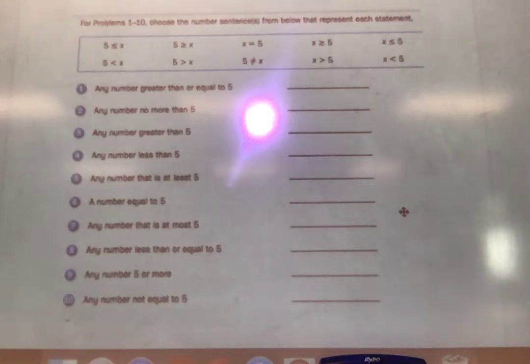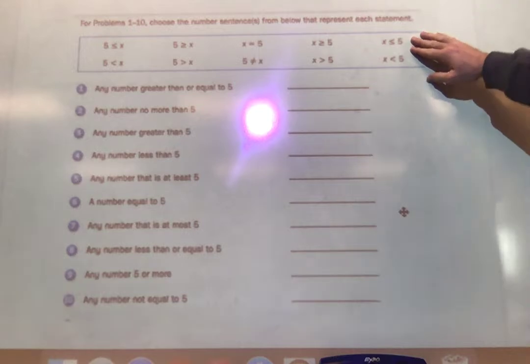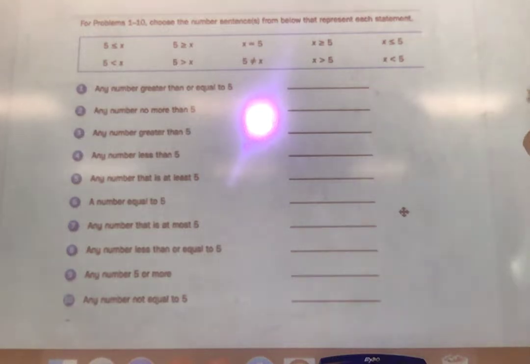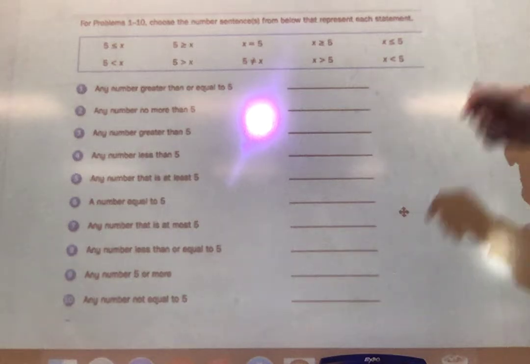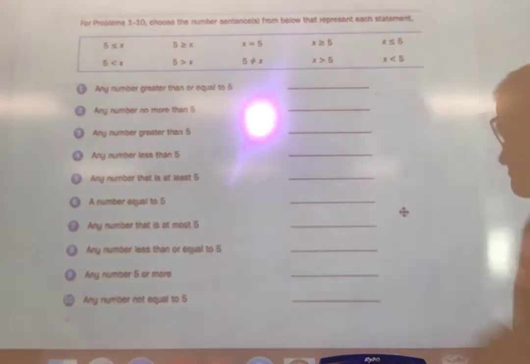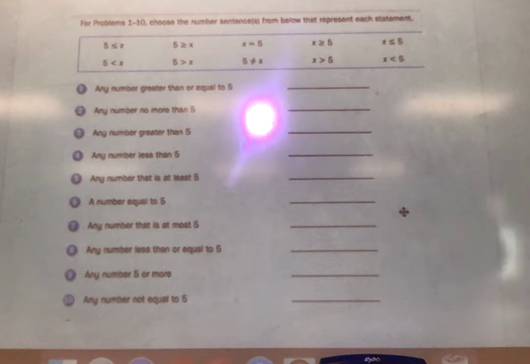Right, on exit slip 4-9, we're dealing with trying to match these inequalities up here. We know inequalities are like less than, greater than, less than or equal to, greater than or equal to. We're going to use those and match those to their written descriptions. And they can word things different ways, and we have to decipher what they mean by that and how I'd represent that with an algebraic inequality here.